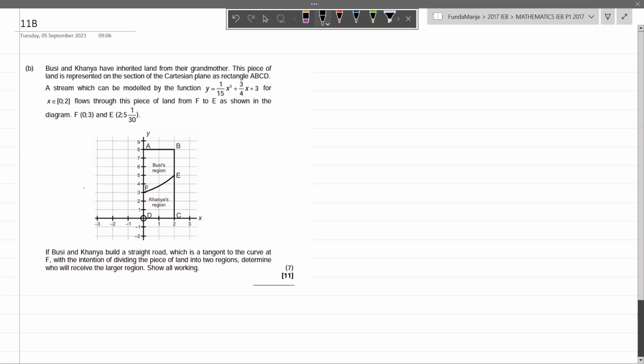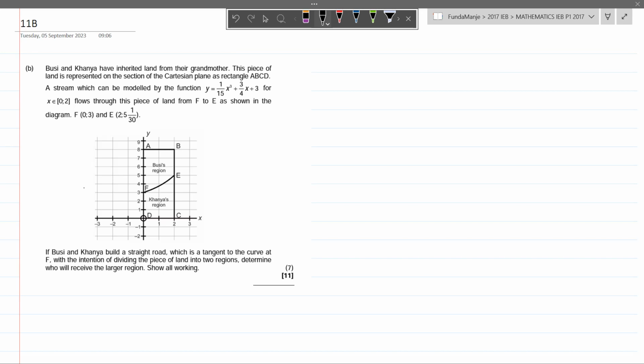11b says Busi and Kanya have inherited land from their grandmother. This piece of land is represented on the section of the Cartesian plane as a rectangle ABCD. A stream, which can be modeled by the function y = 1/15 x^3 + 3/4 x + 3, for x between 0 and 2, flows through the piece of land from F to E as shown in the diagram. F has these coordinates and E has those coordinates.